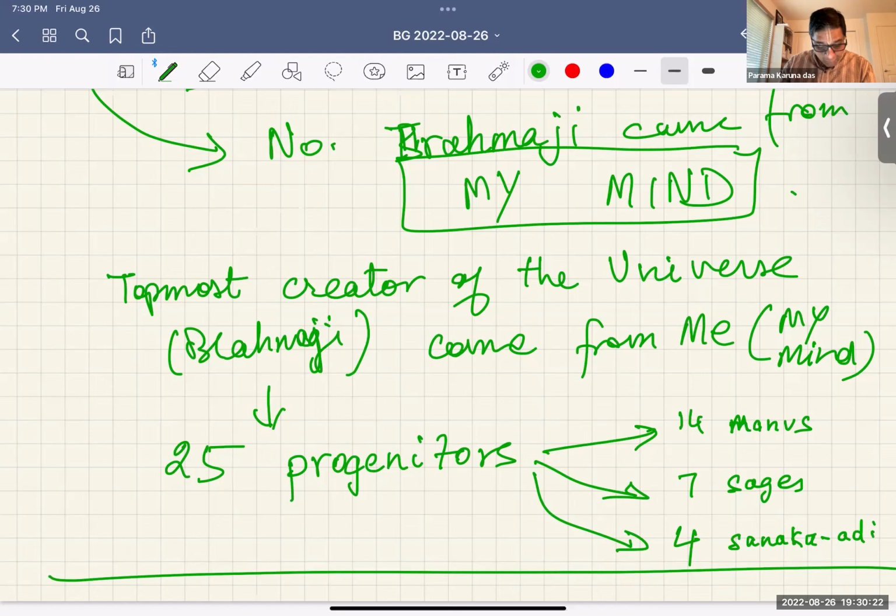Okay. So I just want to go through some portion of the purport here to clarify, or to show you what Srila Prabhupada has written here. This is 10.6.